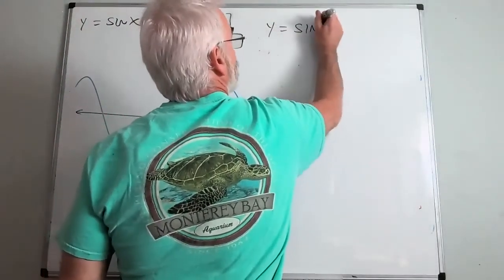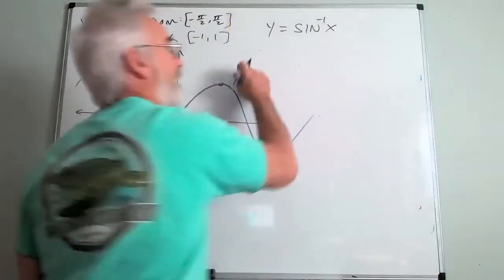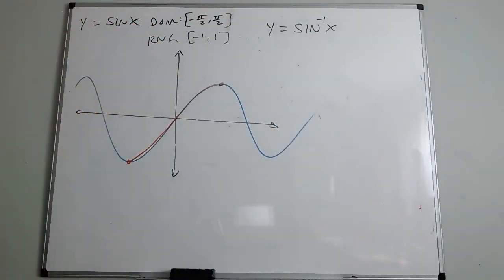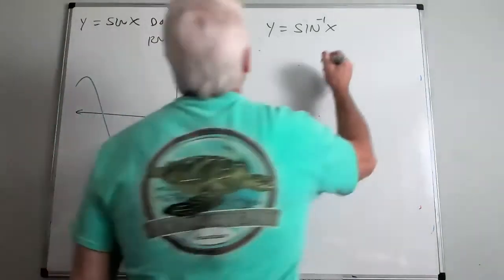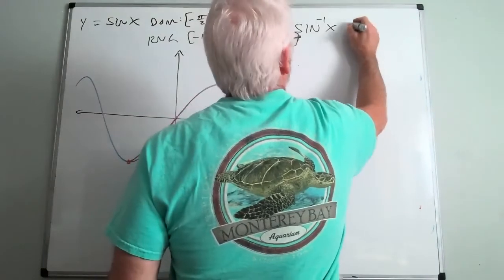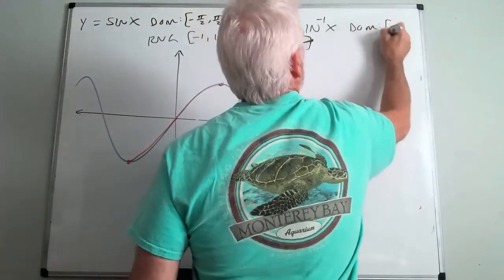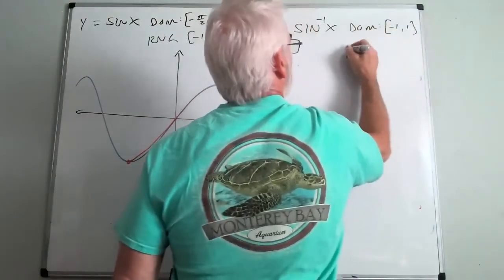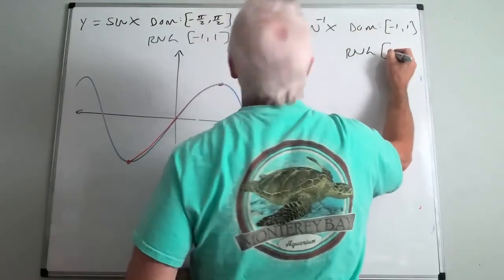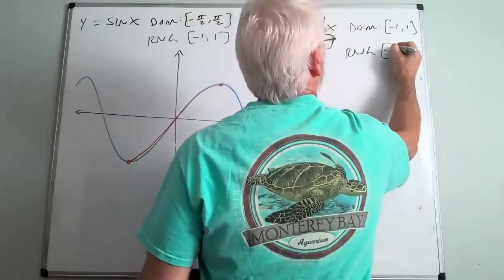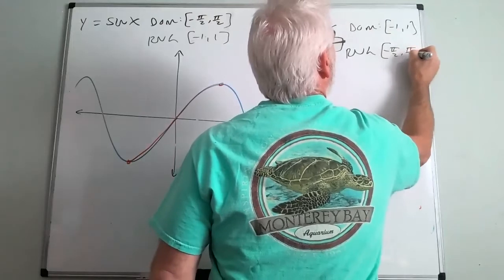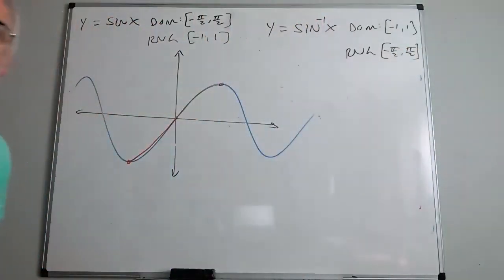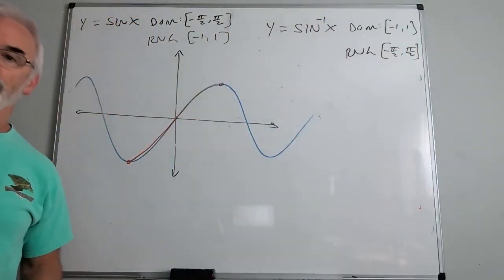Now remember, inverses, that's when you put the -1 there. Oh, that's not an exponent. Whenever you use the -1 in that position, it always means inverse. Now, for this guy, the domain would be -1 to 1, and the range would be -π/2 to π/2. So an inverse sine will only return angles between -π/2 and π/2.